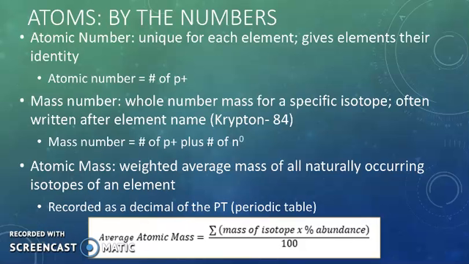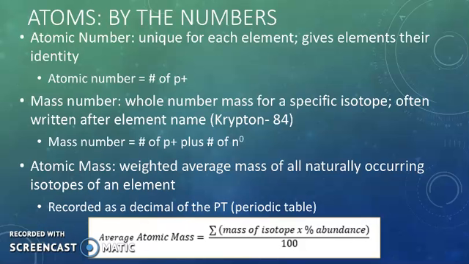When we look at the numbers again, going through these with the definitions, we have our atomic number that's unique for each element, and it gives elements their identity. They go in order as you go across the periodic table. Your atomic number is equal to your number of protons. If you change the number of protons, you change the atomic number, you change what element it is. The protons and the atomic number are what determine what element we have.